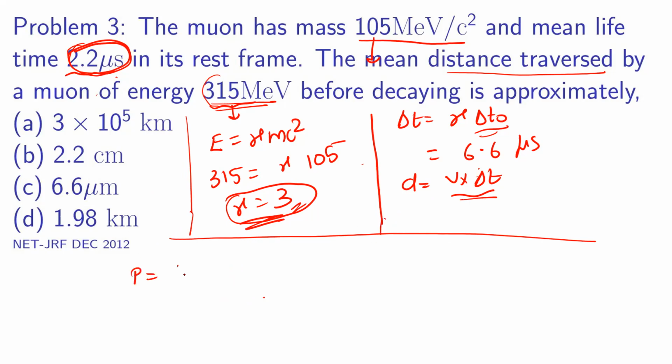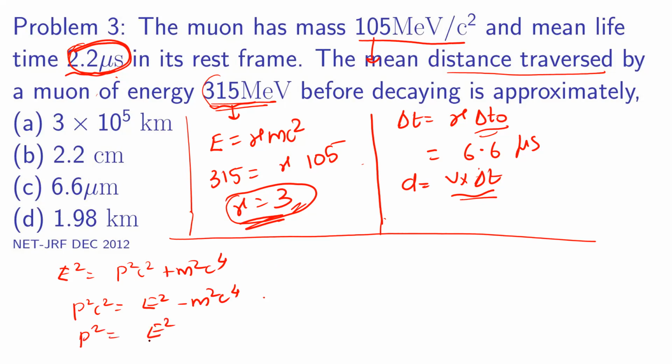Momentum is equal to... sorry, what's momentum? We know that E square is equal to p square c square plus m square c raised to 4. So p square c square is equal to E square minus m square c raised to 4. Or p square is equal to E square by c square minus m square c square. This is the momentum.